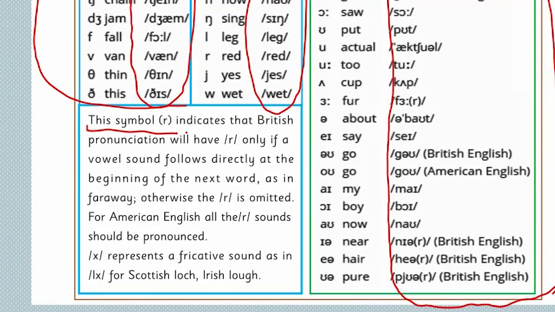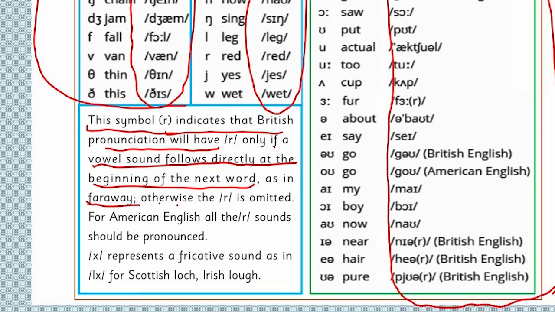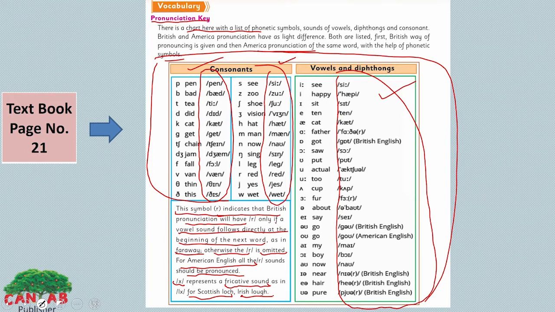The symbol R indicates that British pronunciation will have R only if a vowel sound follows directly at the beginning of the next word, as in far away, otherwise the R is omitted. Omitted means silent. For American English, all the R sounds should be pronounced. X represents a fricative sound, as in loch for Scottish law, Irish law. Fricative means a sound that is only faintly heard. You will not be sure if you heard the sound or not.